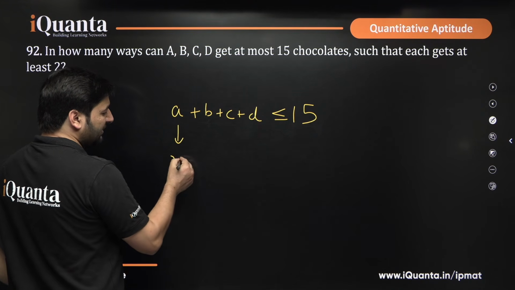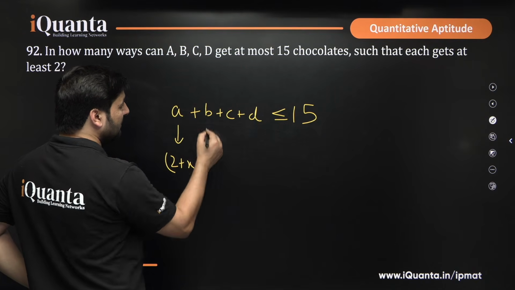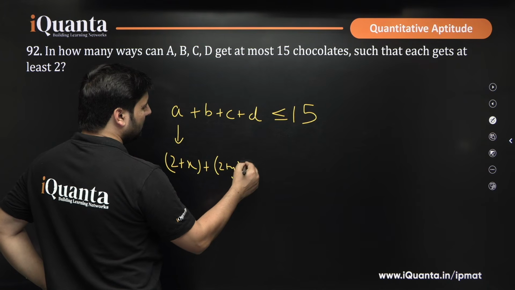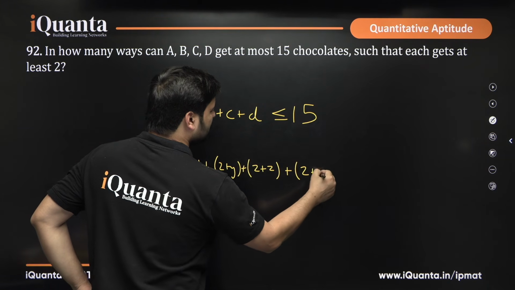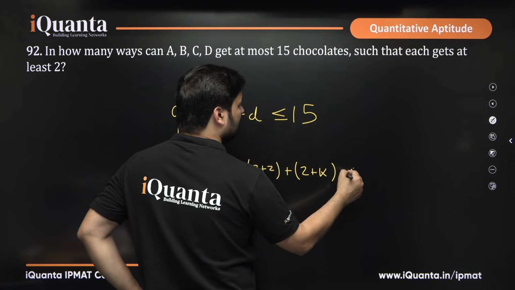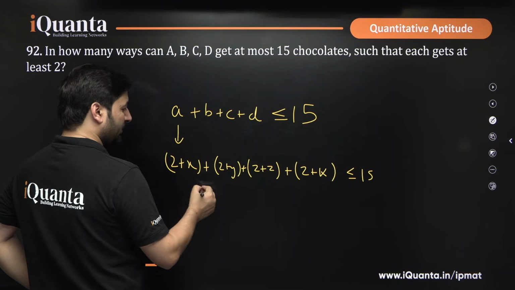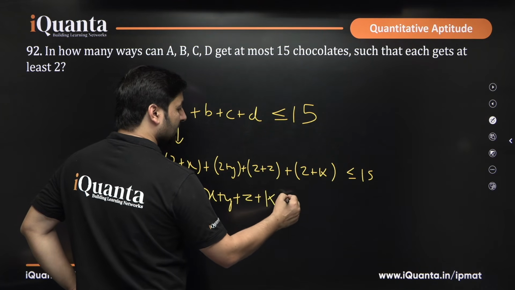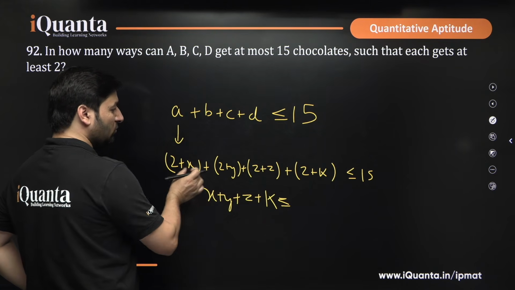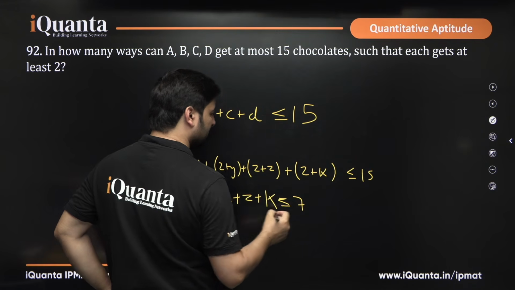So can I write it as 2 plus x, this as 2 plus y, then this as 2 plus z, and this as 2 plus say k, less than equal to 15. So what do I get? x, y, z, k, that should be less than equal to what? 2, 2, 2, 2, 8, 15 minus 8 is 7. This is what I am getting.